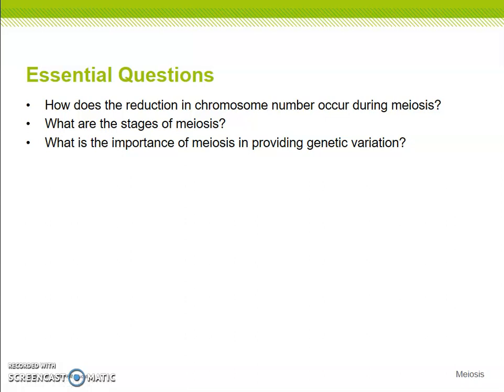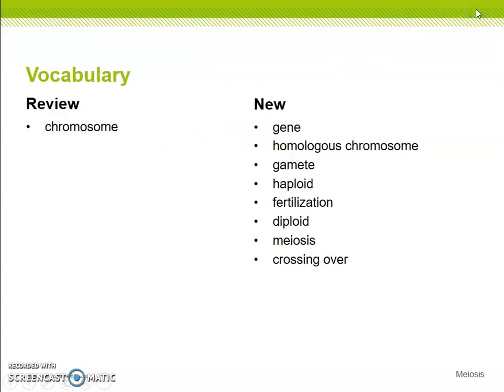Our 3 essential questions. How does the reduction in chromosome number occur during meiosis? What are the stages of meiosis, and what is the importance of meiosis in providing genetic variation? So hopefully by the end of this video you can answer those 3 things.